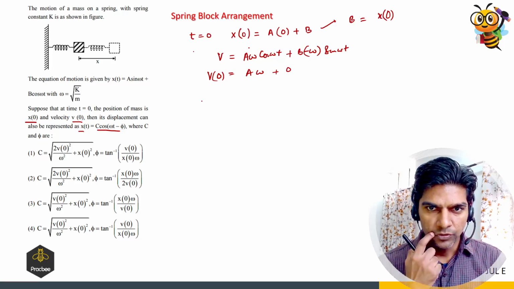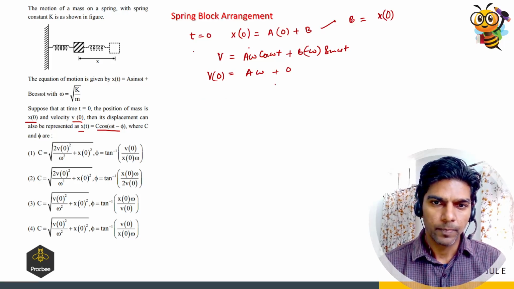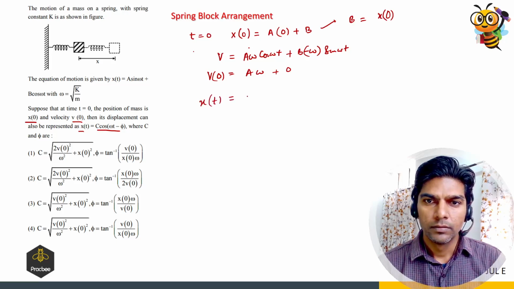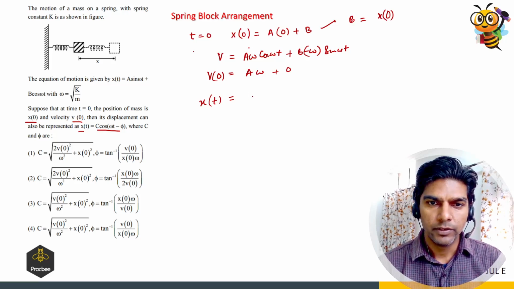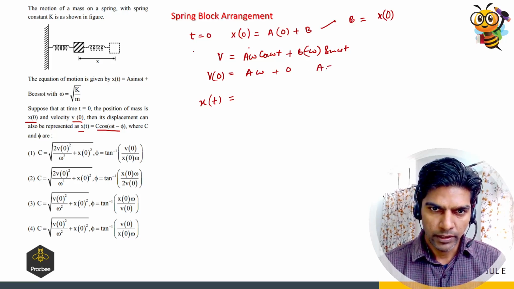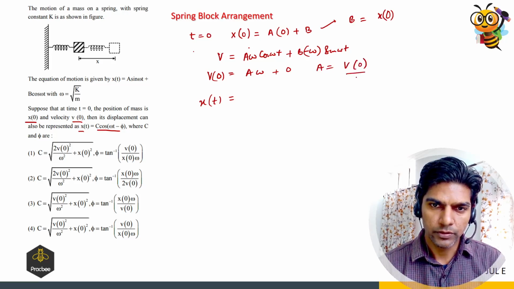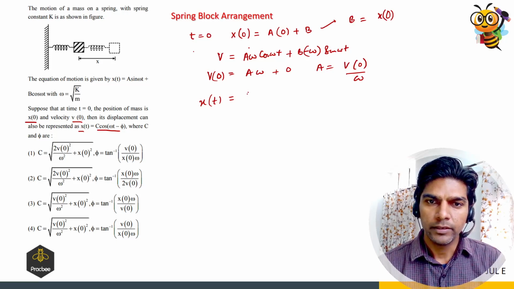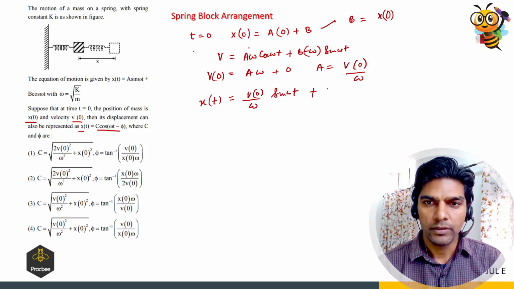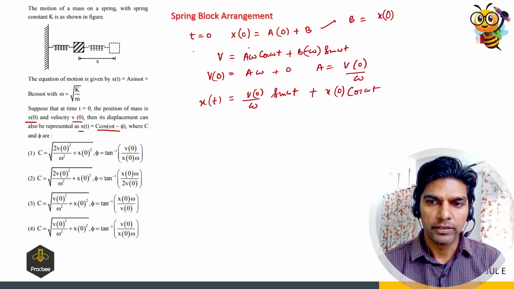Okay, so now we know the value of B, so x can be written as, omega is given as root of k by m, so A is the value of V at t equals 0 divided by omega. So x will be V0 by omega times sin omega t, plus, and B is x at t equals 0, times cos omega t, right?